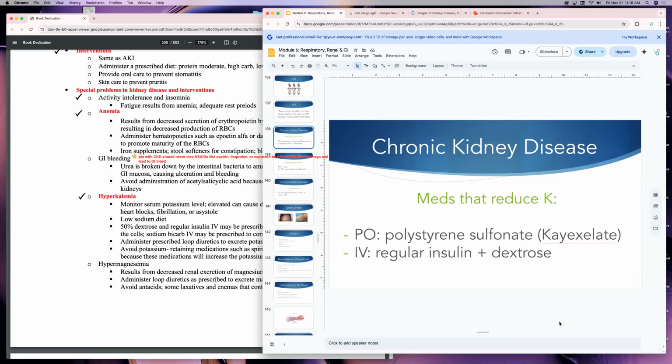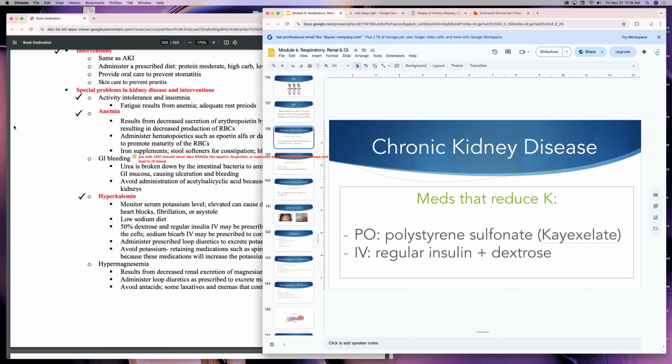So medications that reduce potassium that may need to be used in a patient with chronic kidney disease: oral polystyrene sulfonate, Kayexalate. If you have a patient with chronic kidney disease and they have a high potassium and they're symptomatic or it's dangerously high, you can give Kayexalate. If we don't have a lot of time where the patient is NPO, we will use IV regular insulin plus dextrose, where the insulin would open the door to the cell so the potassium can go inside the cell, and it would also take glucose with it, which is why we give the dextrose.